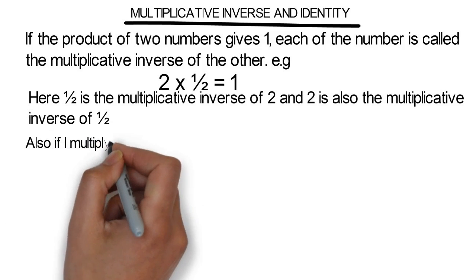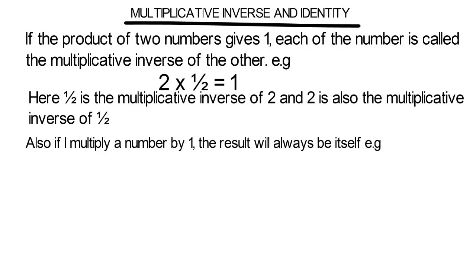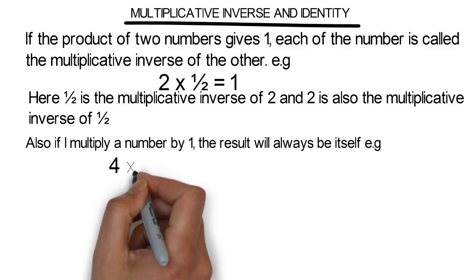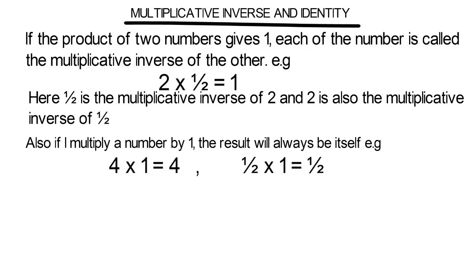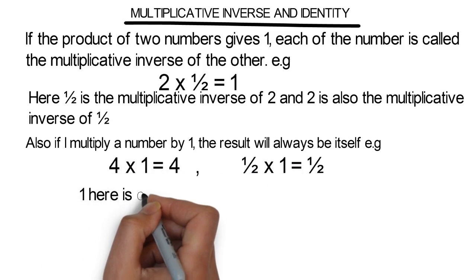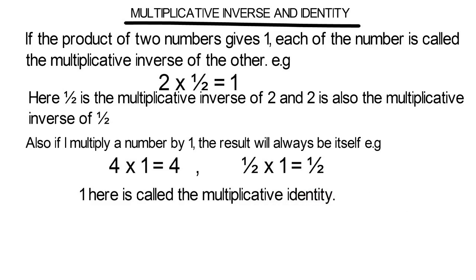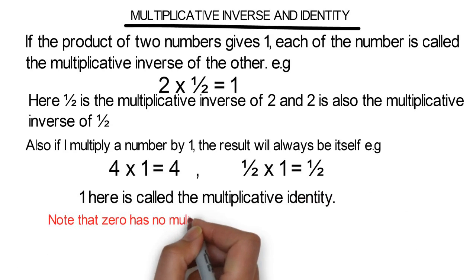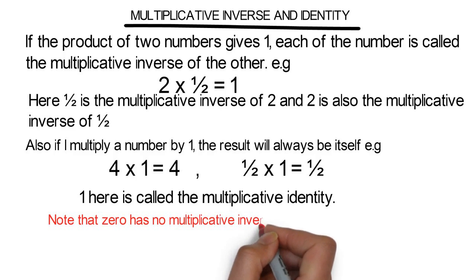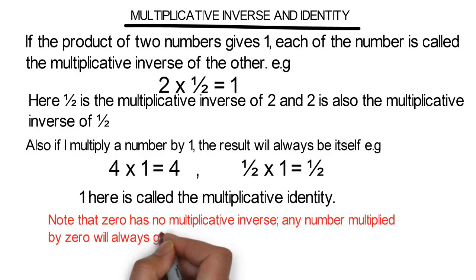Also, if I multiply a number by 1, the result will always be itself. E.g., 4 times 1 equals 4. 1 over 2 times 1 equals 1 over 2. So 1 here is called the multiplicative identity. Do you understand what inverse and identity means now? So note that 0 has no multiplicative inverse. Why? Because any number multiplied by 0 will always give 0.